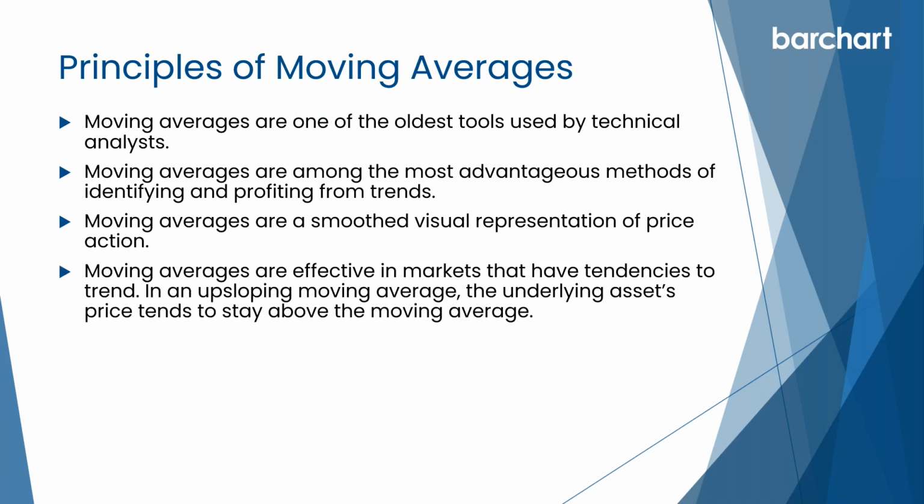Moving averages are effective in markets that have a tendency to trend. In an upsloping moving average, the underlying asset tends to stay above the moving average. This is the main actionable principle of moving averages, very similar to the principle of physics that says objects that are in motion have a tendency to stay in motion. Trending markets respect their moving averages.